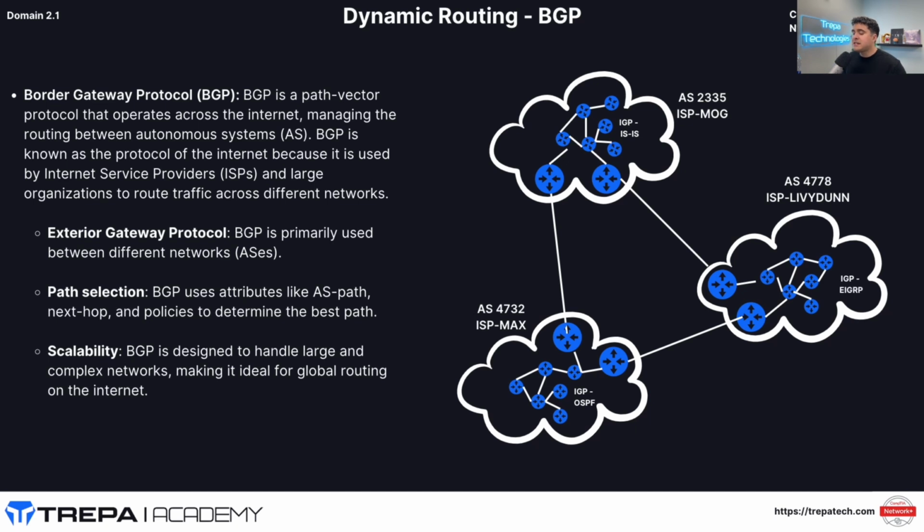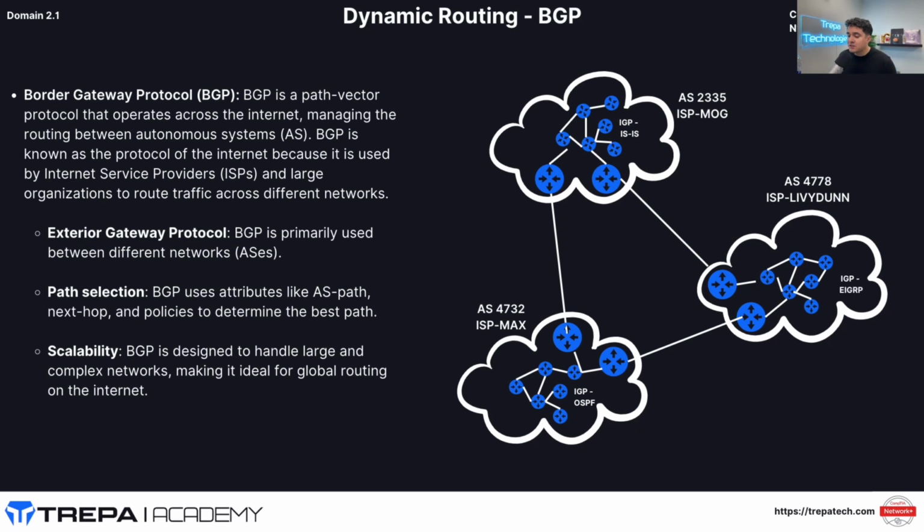When that ISP needs to communicate to other ISPs, we use something called an EGP. So when we're doing routing internally, within our system, our domain, our enterprise, our autonomous system, we use an IGP, an interior gateway protocol.